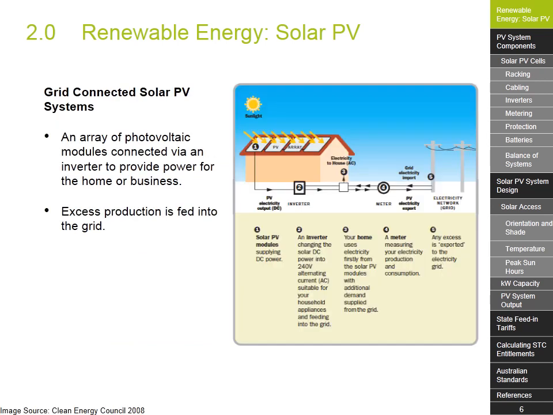So what is a solar PV system? A grid-connected solar PV system is an array of photovoltaic modules connected via an inverter to provide power for your home or business where excess production is fed into the grid.